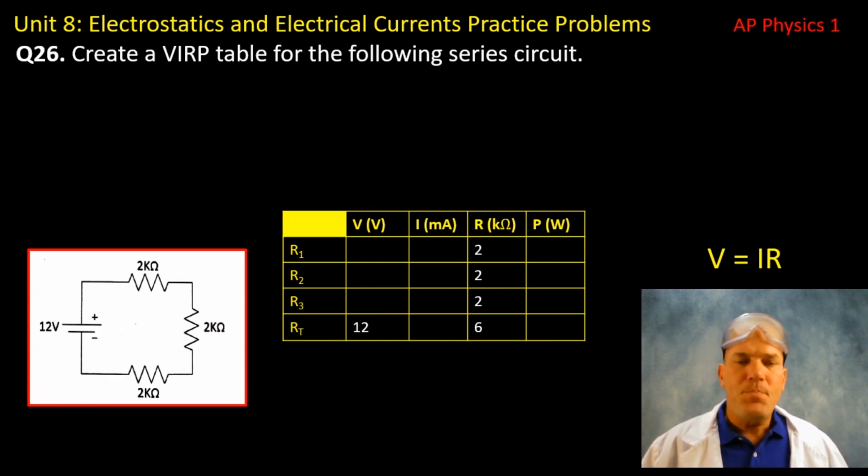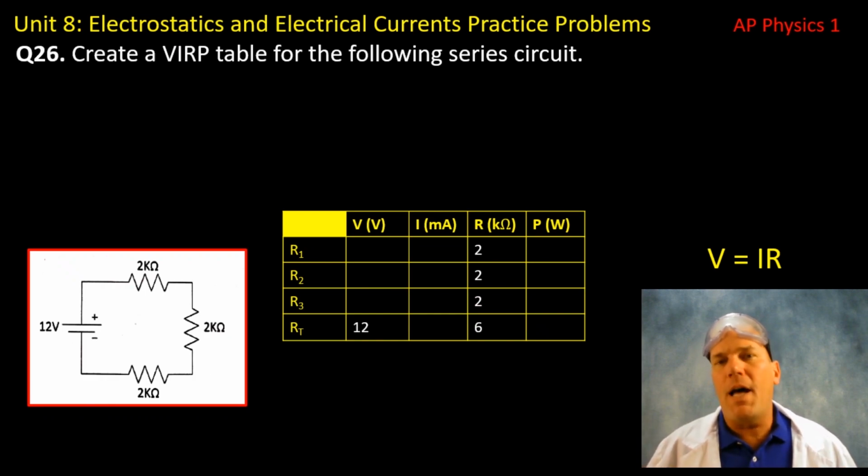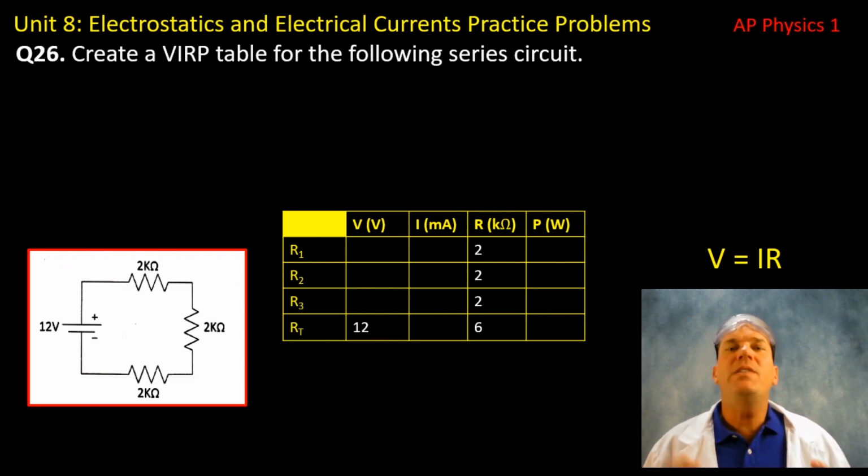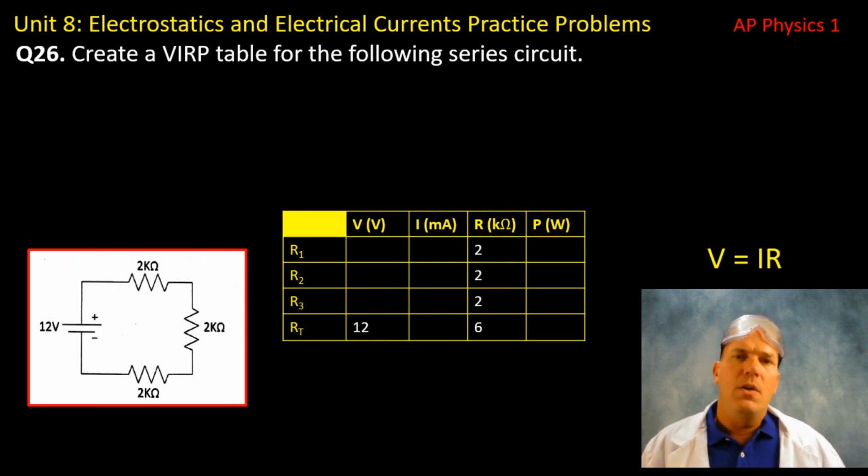Next, write down the givens. Well, in this problem, we're given the total voltage of 12 and the value for the 3 resistors that are in series. And because they are in series, we can apply some of the preceding facts. Specifically, when resistors are in series, to find the total or equivalent resistance of the circuit, we simply add the values of the individual resistors. So 2 plus 2 plus 2 gives us a total value of 6 kiloohms. Okay?